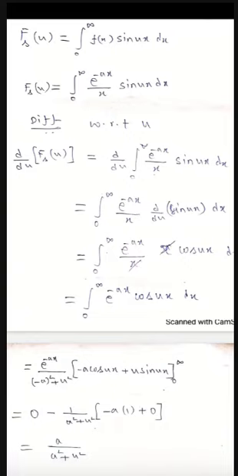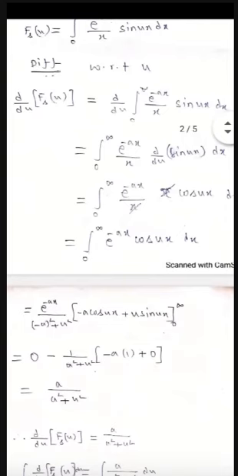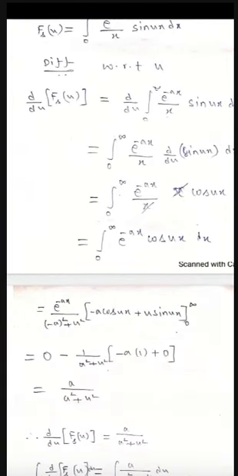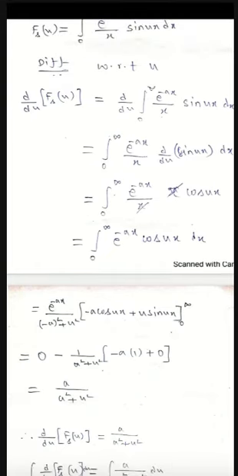So what is the integration of e power minus ax cos ux? It is e power minus ax by (a square plus u square) times (minus a cos ux plus u sin ux). Apply the limits, 0 to infinity. Apply the upper limit: e power minus infinity will come, because you are integrating with respect to x. In the place of x, you put infinity, so e power minus infinity comes. E power minus infinity is 0, right? 0 into anything is 0.